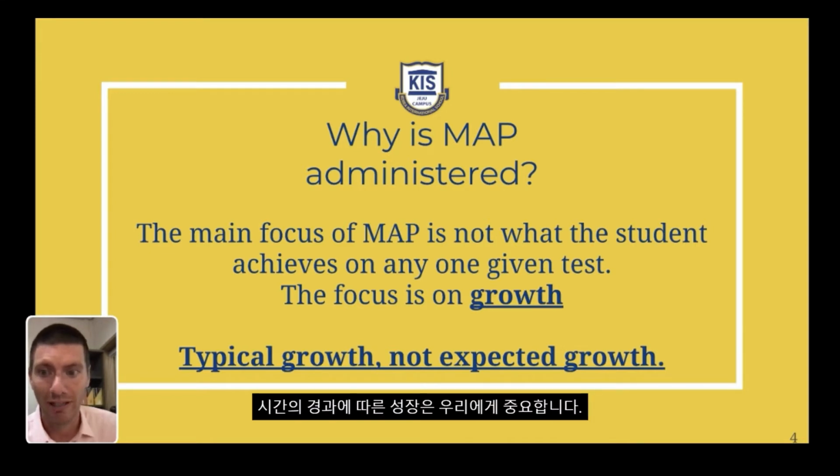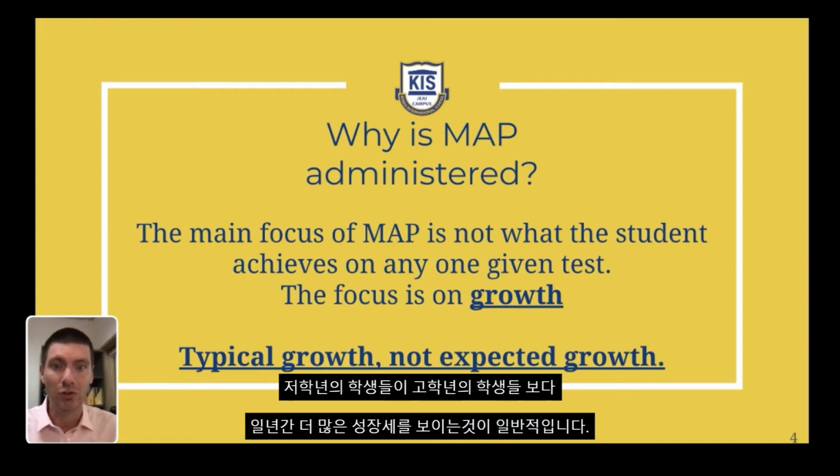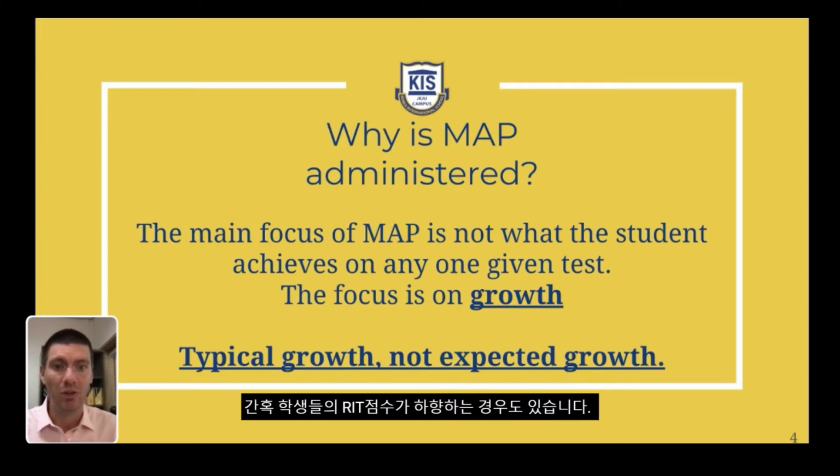Growth over time is important to us. We expect Writ scores to increase over time. Typically, younger students show more growth in 1 year than older students. Students who test above grade level often show less growth the next year. Sometimes Writ scores may decline from one test to the next. One low score is not a cause for immediate concern.